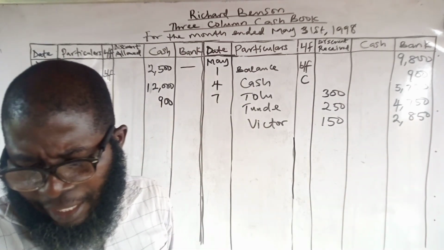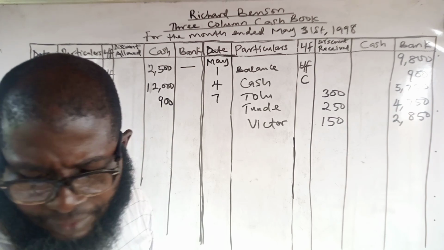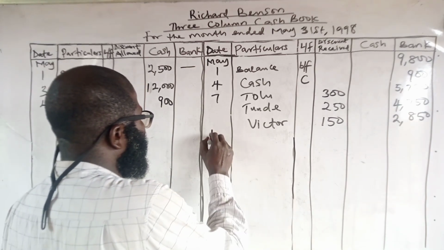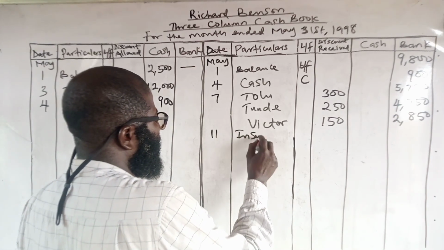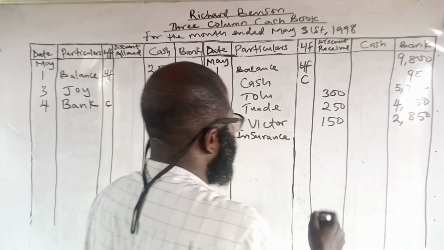Then May 11th, paid insurance by cash, 6,000 naira. May 11th, we have insurance.